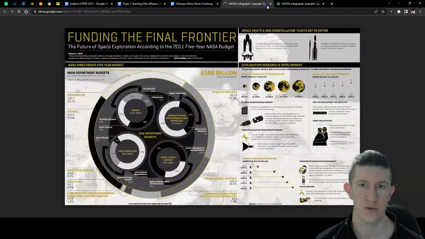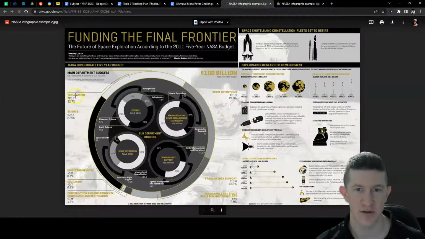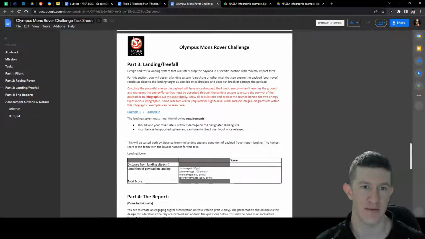The other example is a bit more detailed. This is talking about space exploration with the NASA budget. We got some really good data here, some great visuals, some financial statistics, percentages, etc. It's a really good infographic. So that is your assessment for part 3.